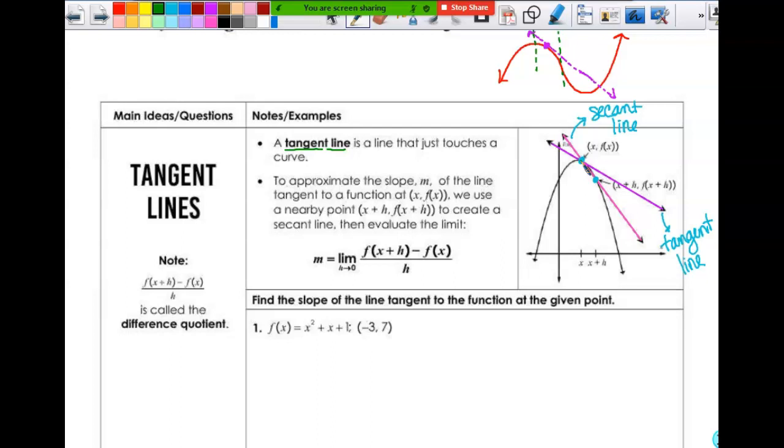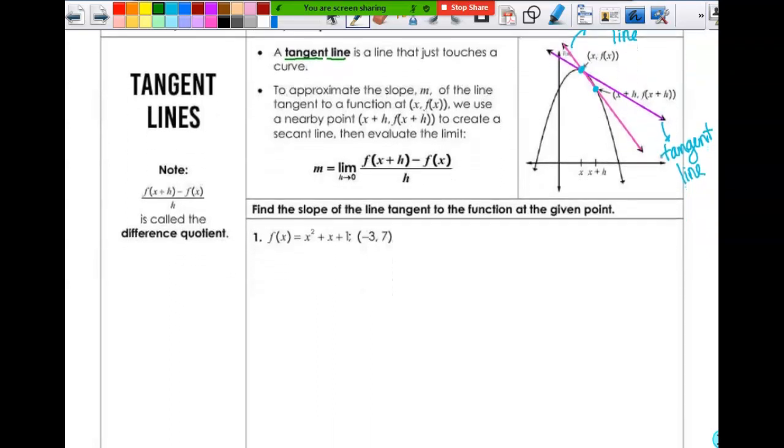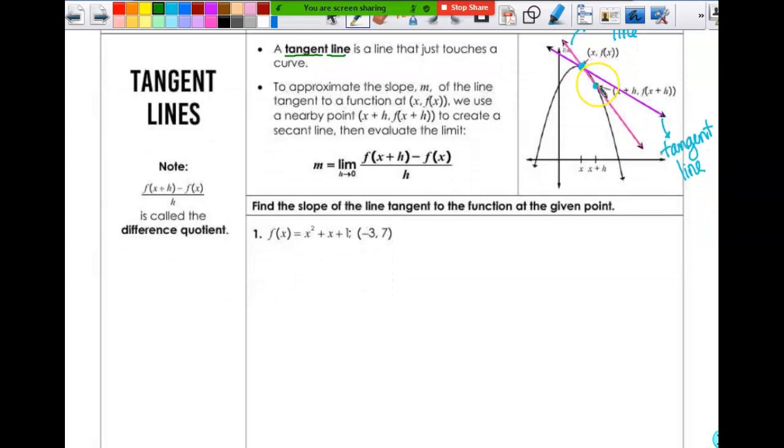You've been doing that, I think, since before Algebra 1. You know how to find slope. You understand what slope is, but you've been doing it with 2 points every single time. So if I asked you to find the slope of this secant line, you could do that with no problem, because you got 2 points, you know how to find slope. So we're going to use that idea to approximate the slope of our tangent line.